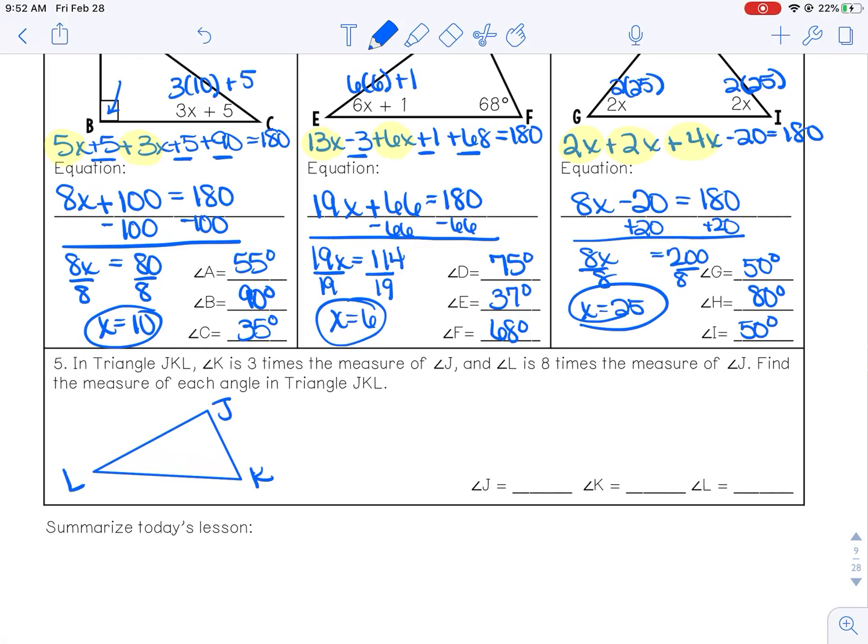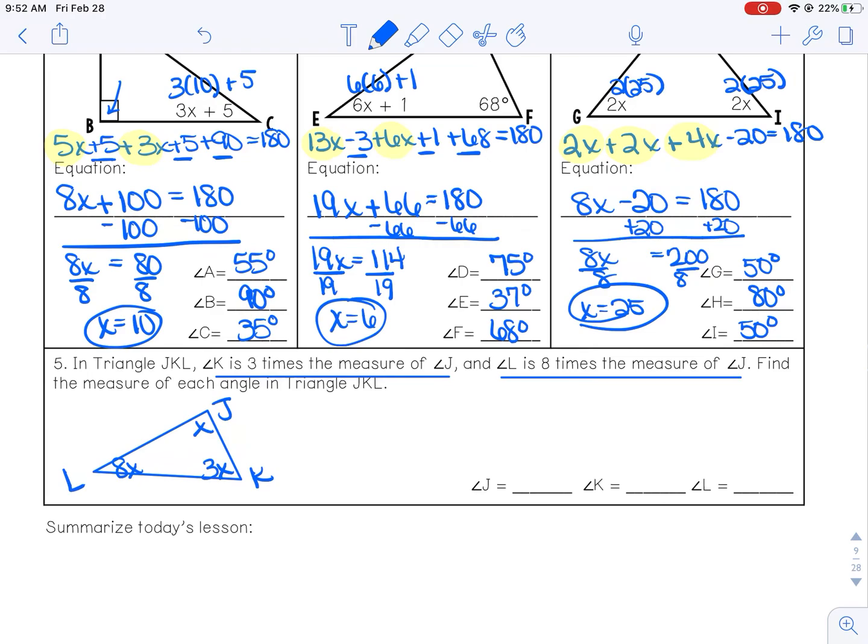I know that angle K is 3 times the measure of J. So I'm going to make angle J x. K is going to be 3 times J, which would be 3x. And L is 8 times J, so 8x. Does that make sense? Let's look at that again. Angle J is going to be x. 3 times x would be 3x, so that's where the K comes from. And for angle L, 8 times the measure of angle J, that's where we get 8x.